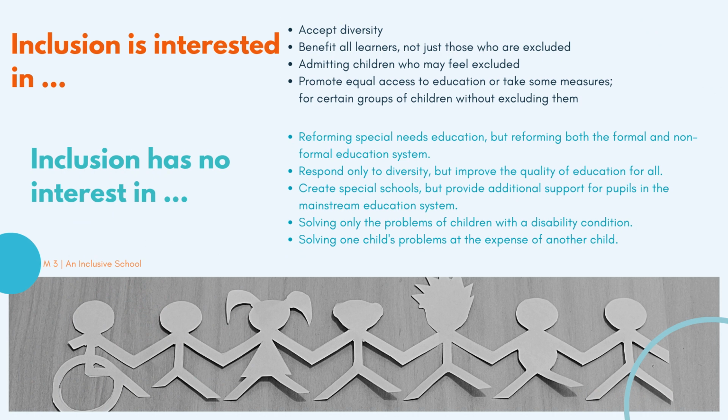As we have seen in the previous modules, inclusion is interested in accepting diversity, benefiting all pupils, not just the excluded, admitting children who may feel excluded, promoting equal access to education or taking some measures for certain groups of children without excluding them. It should also be noted that inclusion is not interested in reforming special education, but reforming both the formal and non-formal education system, to respond not only to diversity, but to improve the quality of education for all. It does not create special schools, but rather provides additional support for pupils in the mainstream education system, solving not only the problems of children with a disability condition, nor solving one child's problems at the expense of another child.